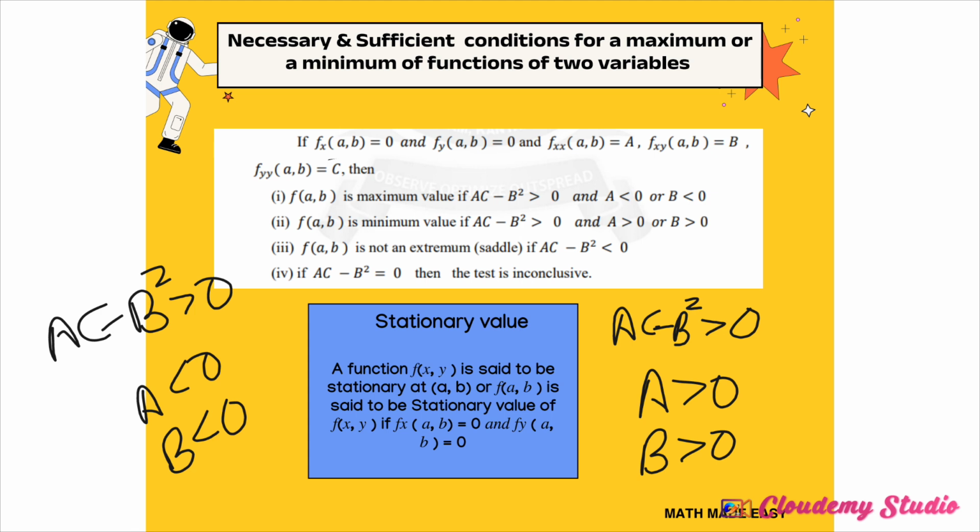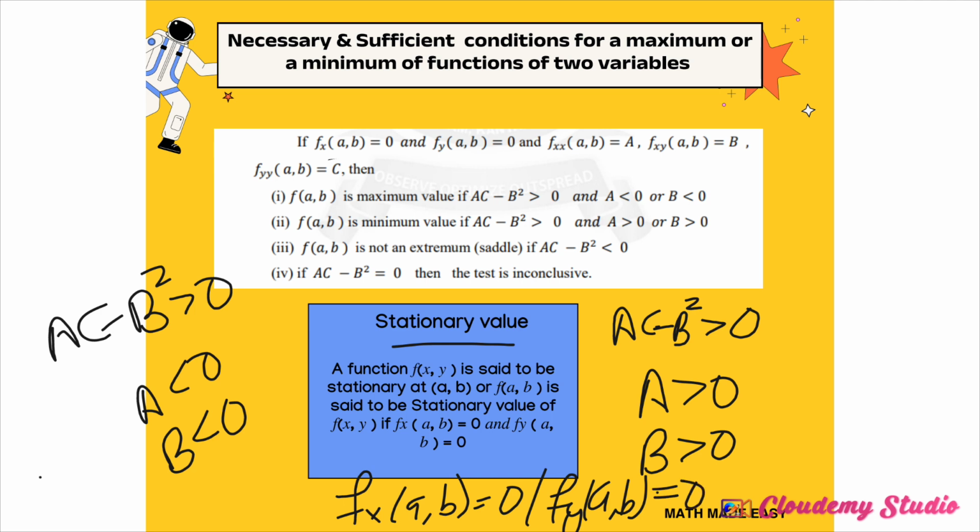Now comes the stationary value. A function f(x,y) is said to be stationary at (a,b), or f(a,b) is said to be a stationary value, if fx(a,b) equals 0 and fy(a,b) equals 0.